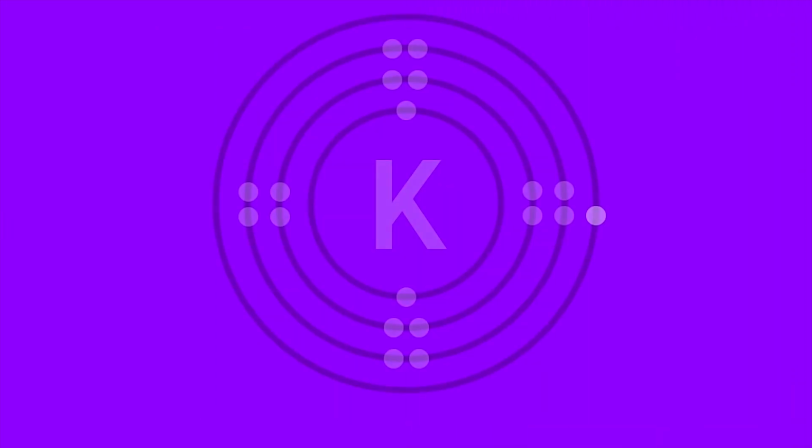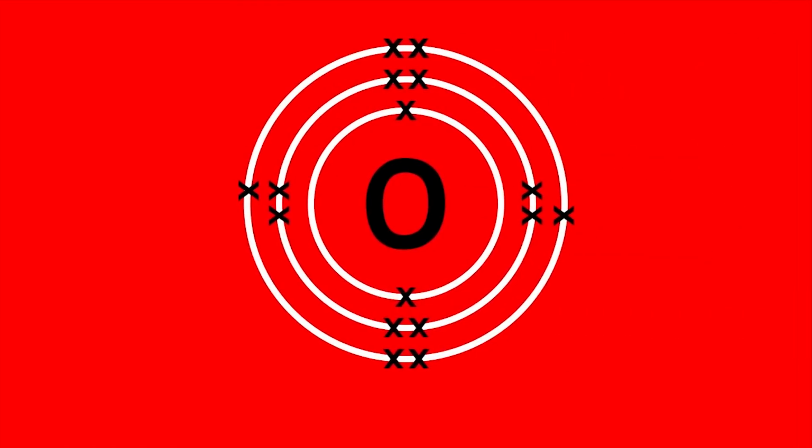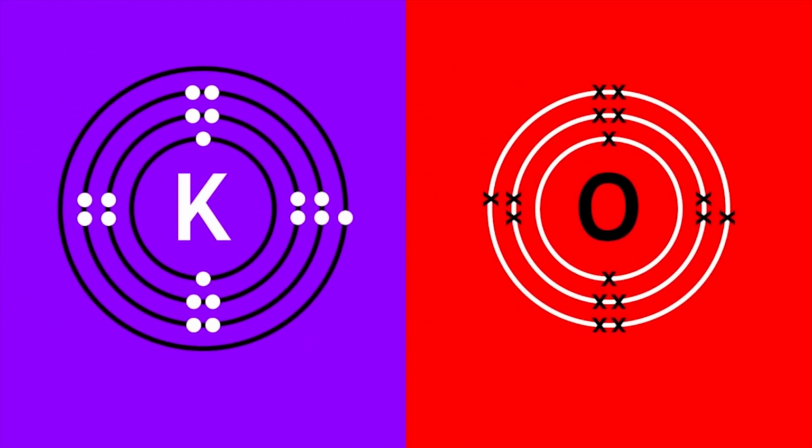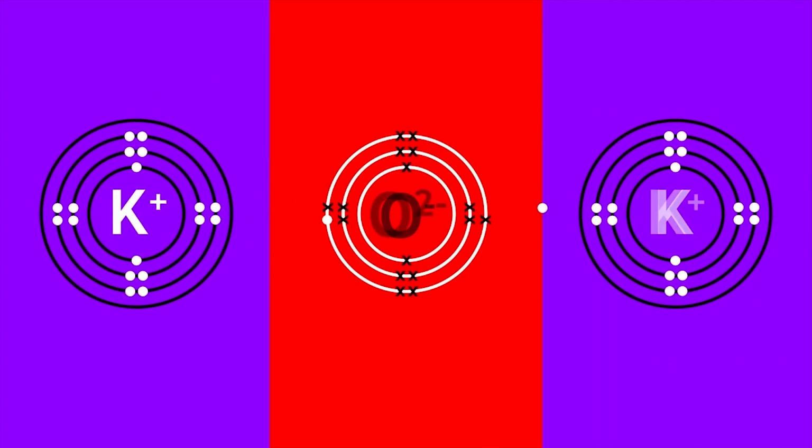Here are the structures. We can see that potassium has 1 valence electron and oxygen has 6 valence electrons. If potassium transfers its valence electron to oxygen, oxygen will only have 7 electrons. Oxygen will want 1 more electron to fill its valence shell, and it gets this electron from another potassium atom.